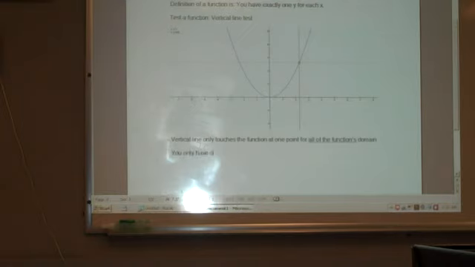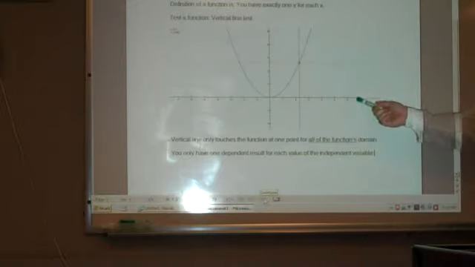Another way to put this is you only have one dependent result for each value of the independent variable. Remember what I mentioned before: Rene Descartes invented this system where the horizontal axis almost always represented time. When you're doing an experiment, time is your ultimate independent variable. You can't speed it up, you can't slow it down.